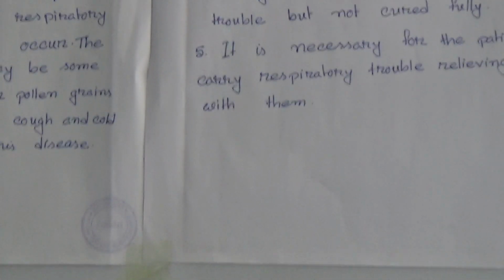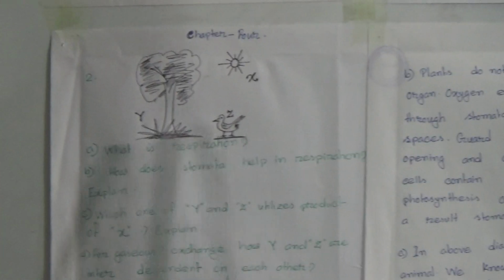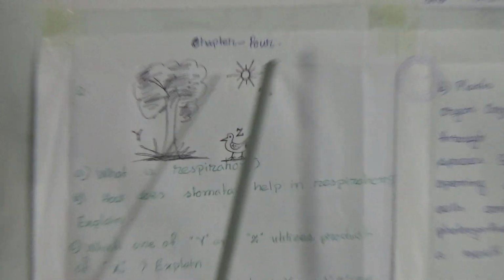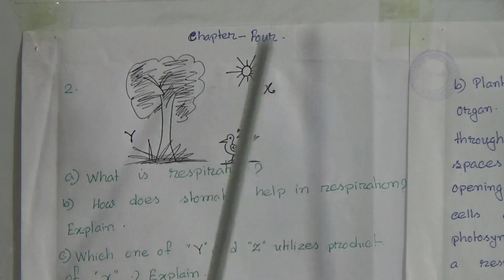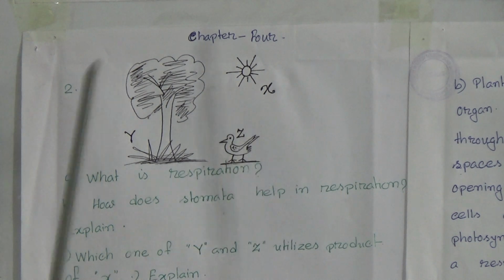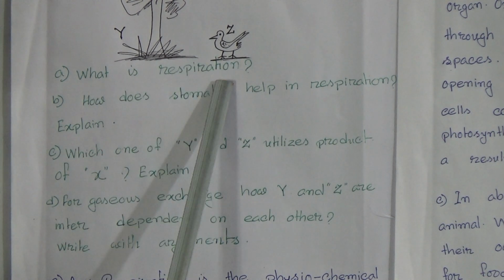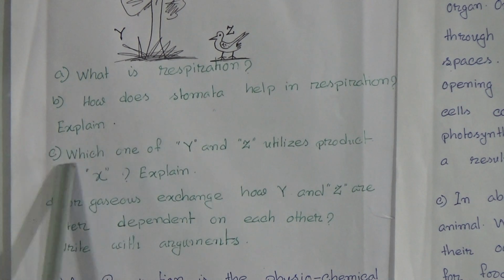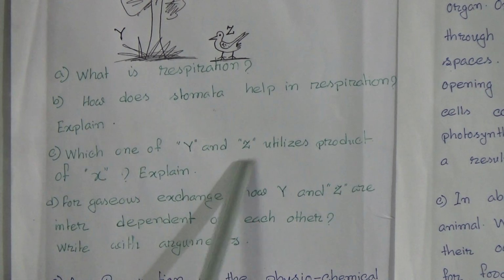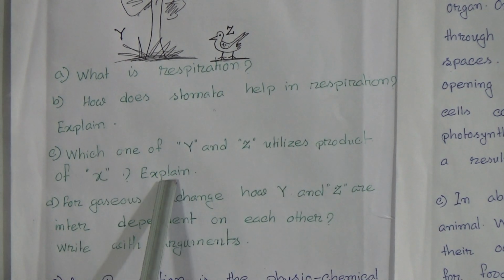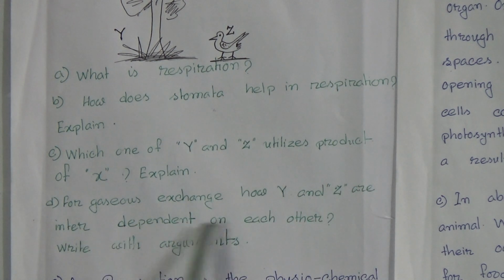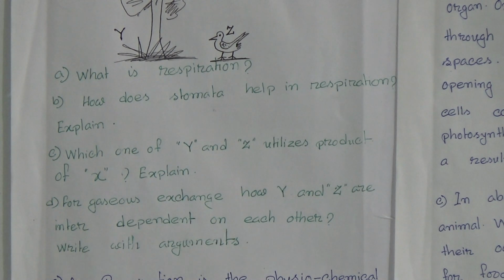This is the answer. Now we will discuss question 2. Here we see a tree marked as Y. There is a sun, marked as X, and also a bird, marked as Z. Now the questions. What is respiration? B, how does the stomata help in respiration? Explain. C, which one of Y and Z utilizes the product of X? Explain. And D, for gaseous exchange, how are Y and Z interdependent on each other? Write with arguments.